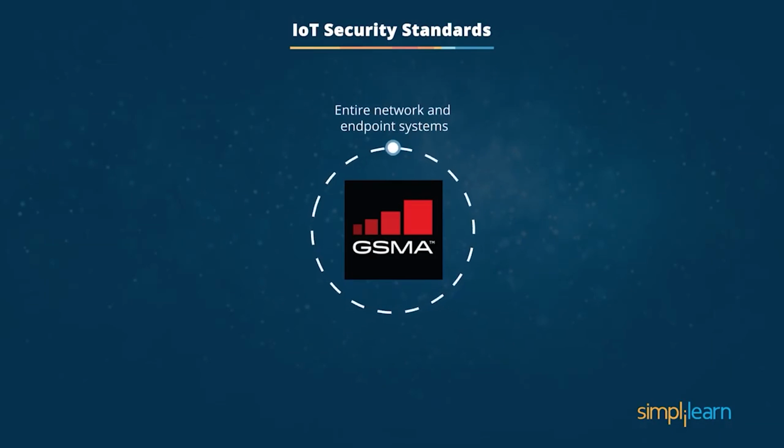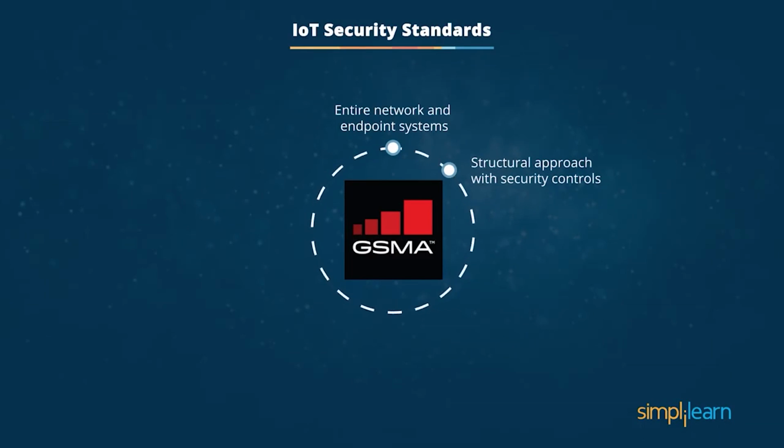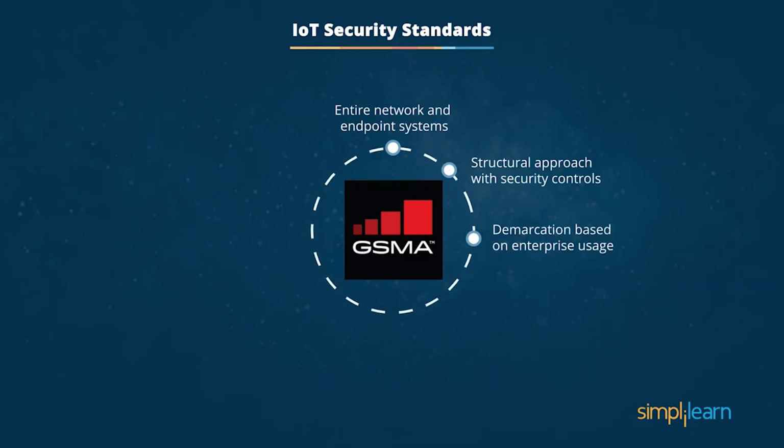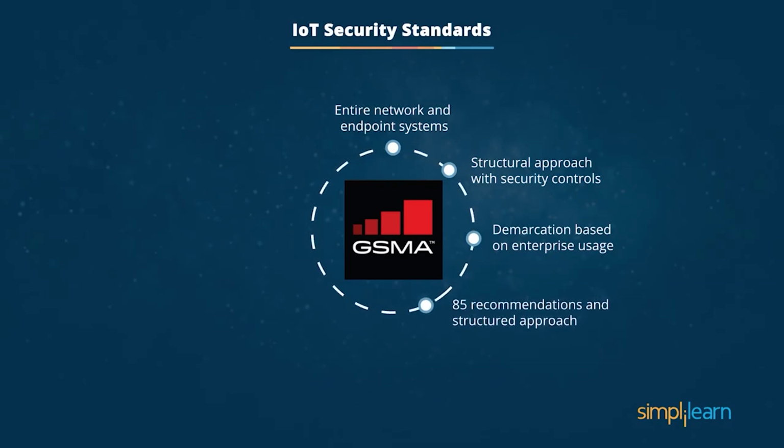It covers the entire network and endpoint systems. It brings a structural approach with security controls in place. It provides a demarcation based on its uses for enterprises that build IoT products. This standard has 85 detailed recommendations and a structured approach that can fit into any IoT ecosystem.